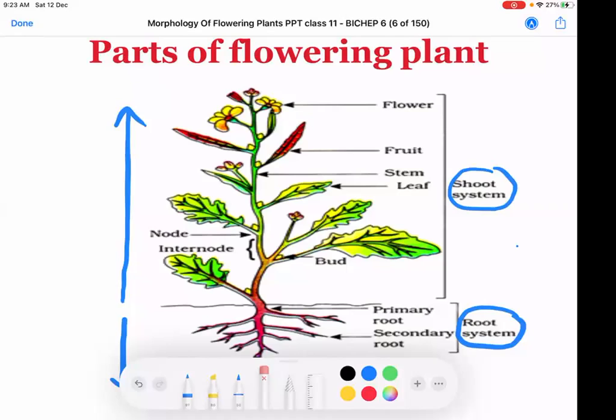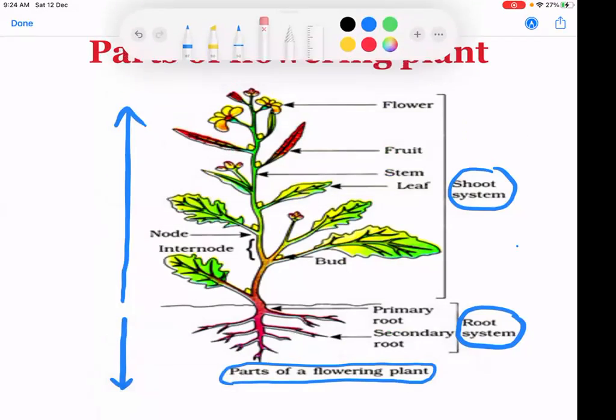I repeat the names. The main axis is your stem. The stem bears leaf, fruits, flowers, or buds. Now, either fruit or flower or leaf is grown on the stem or branch at a particular point called node, and the place between two successive nodes is the internode. So that's the story of the shoot system.